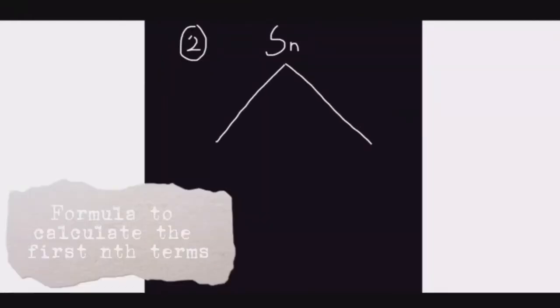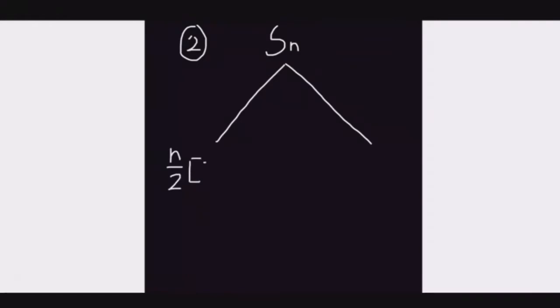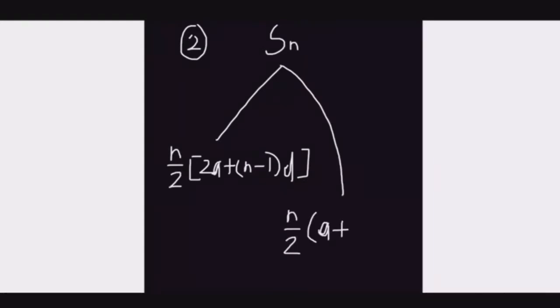The next important formula in arithmetic progression is the formula on how to calculate the sum of the first n terms. This formula is n over 2 times (2a plus (n minus 1)d). Another formula is n over 2 times (a plus l).